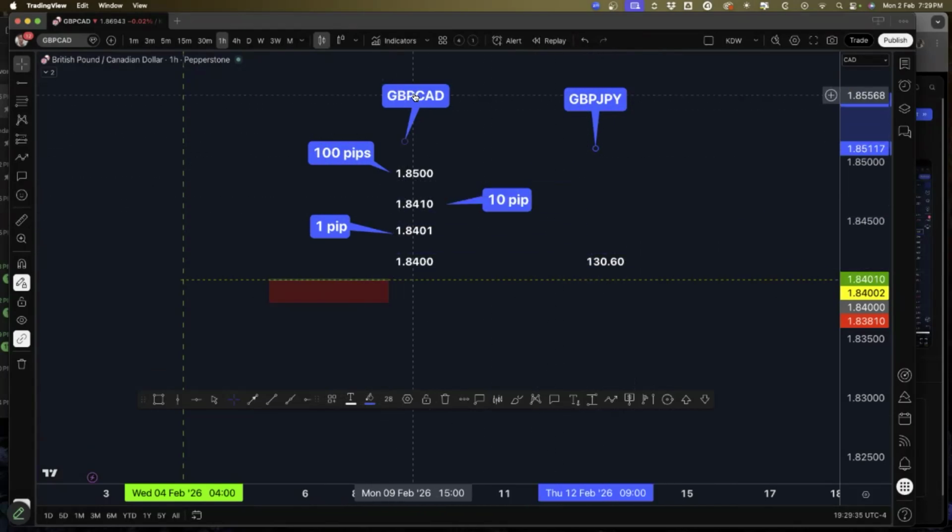So for these numbers with the US dollar, the pip is the fourth number after the decimal point. For these numbers with the yen, the pip is the second number after the decimal point. Okay?